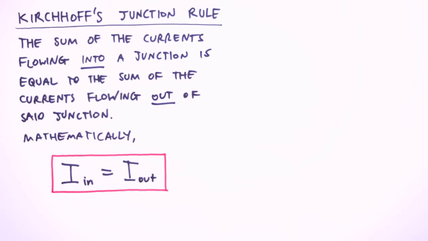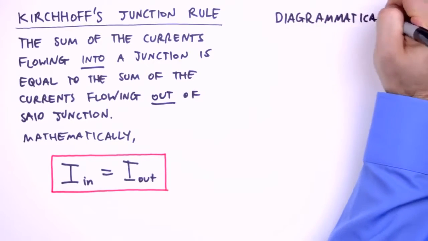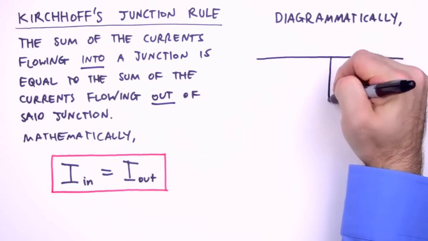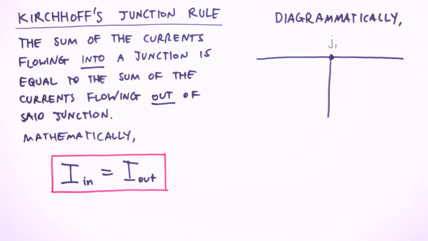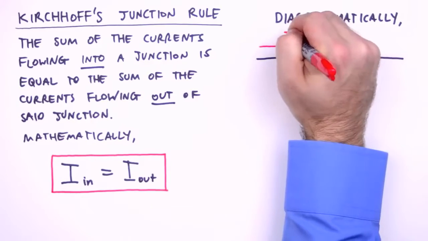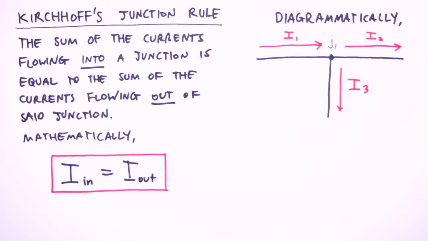Sounds simple enough, right? Let's take a look at a circuit diagram for a junction to elucidate this rule. We'll take a simple three-way junction and label it J1. We'll draw current flowing into J1 from the left, call it I1, and current flowing out the right leg and down the vertical leg, I2 and I3 respectively. How exactly did we decide the directions and labels for these currents? We'll address this very good question momentarily.